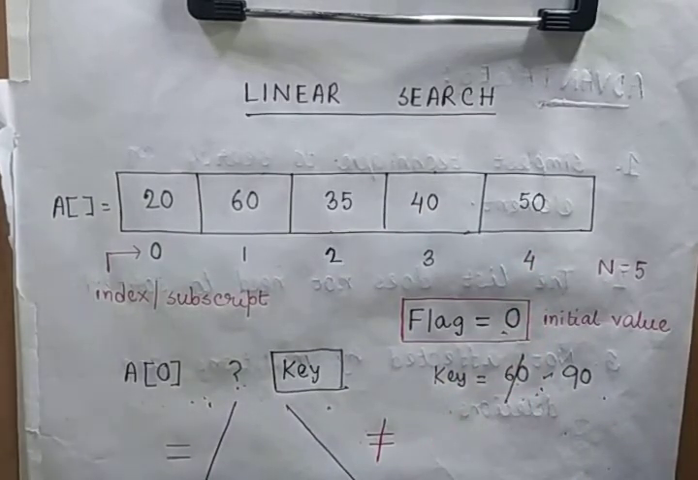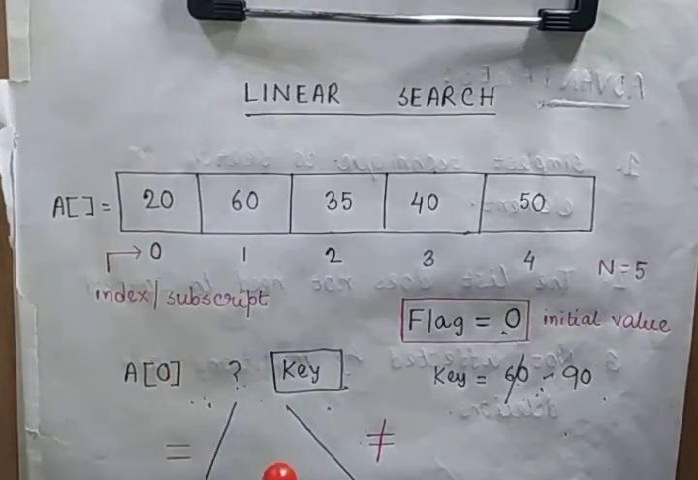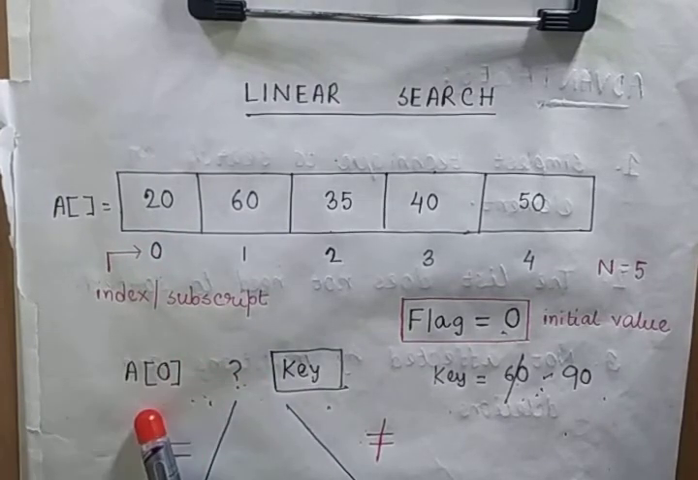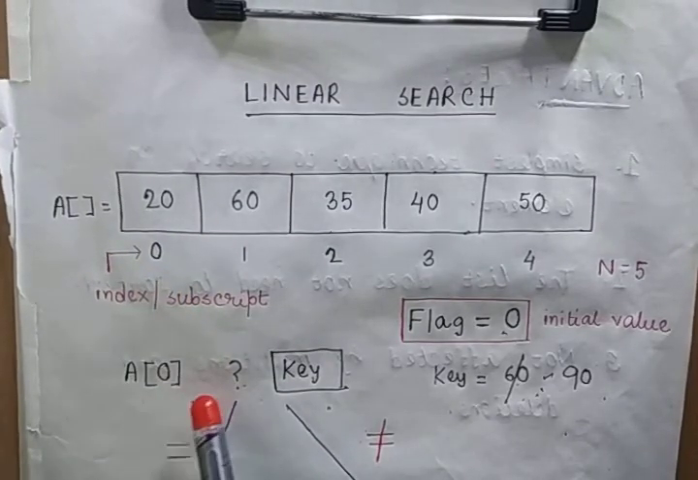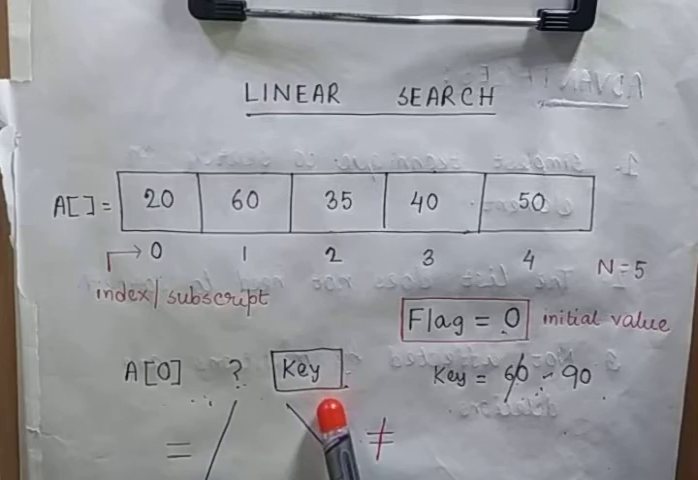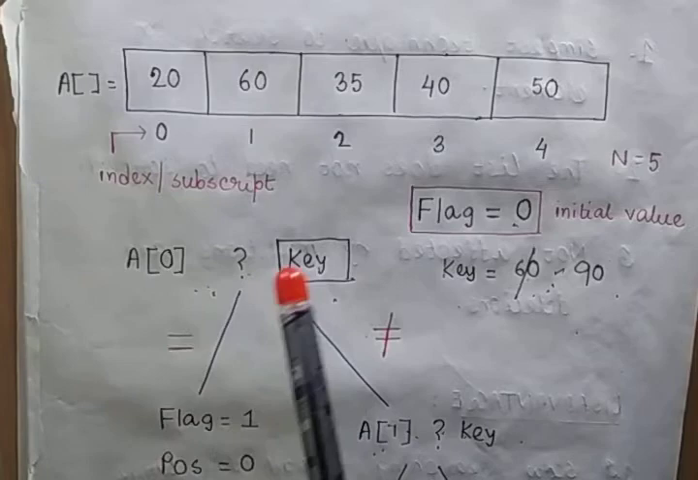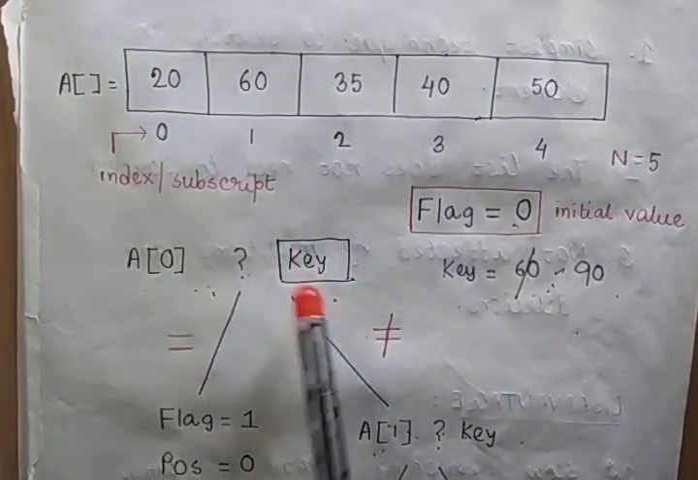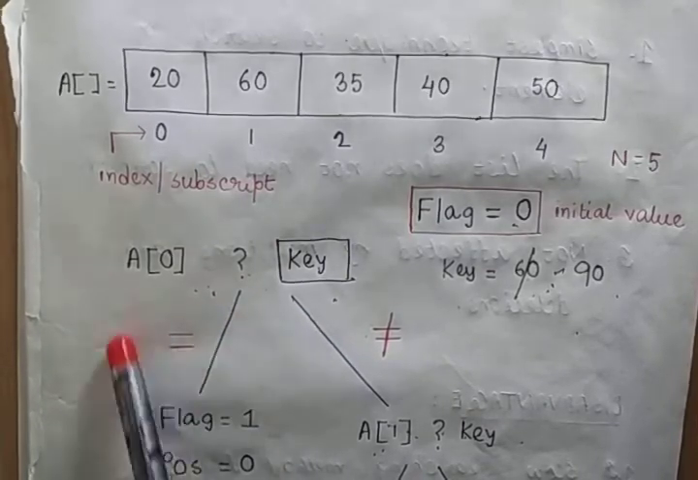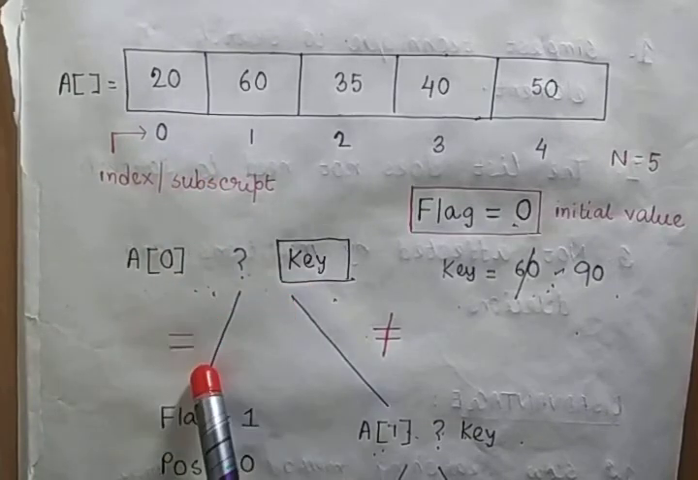Now in case of linear search, as I have already told, you have to compare this key element with the first element of the array. So we are comparing the first element, you already know it is a of 0, index value is 0. So a0 will be compared with the key. Now there will be two cases. One is that the key element is found at the first position. If it is found, then this case will be considered.